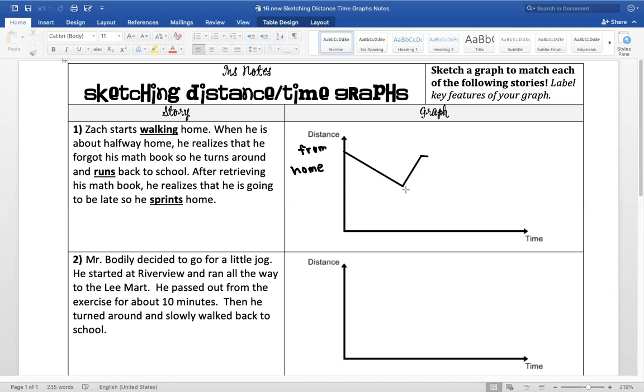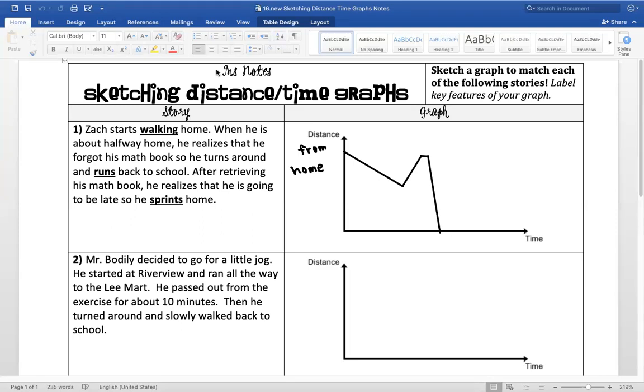Now, how does sprinting compare to walking and running? Well, sprinting would be even faster than running. So if this is such a speedy, fast run, I'm going to have to sprint even faster than that. Holy smokes. Zach, you are so fast.